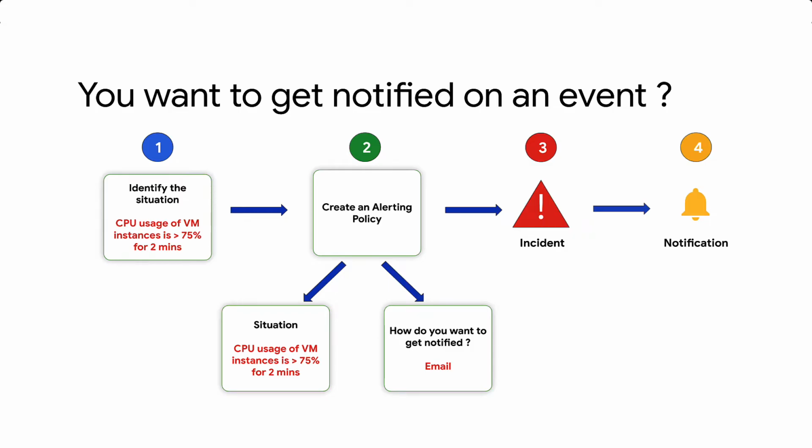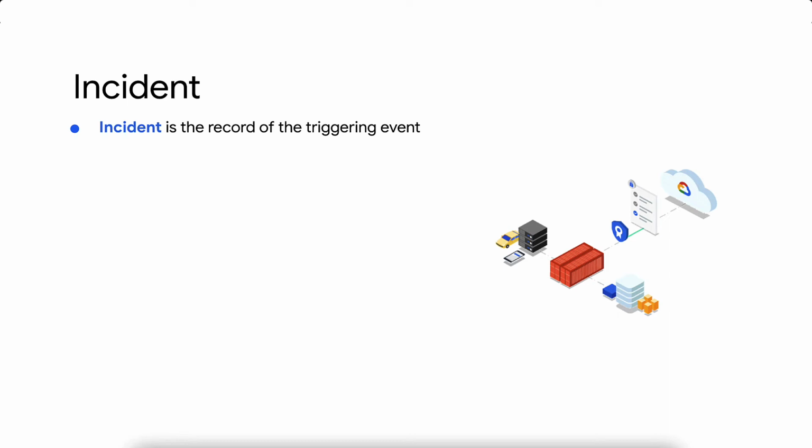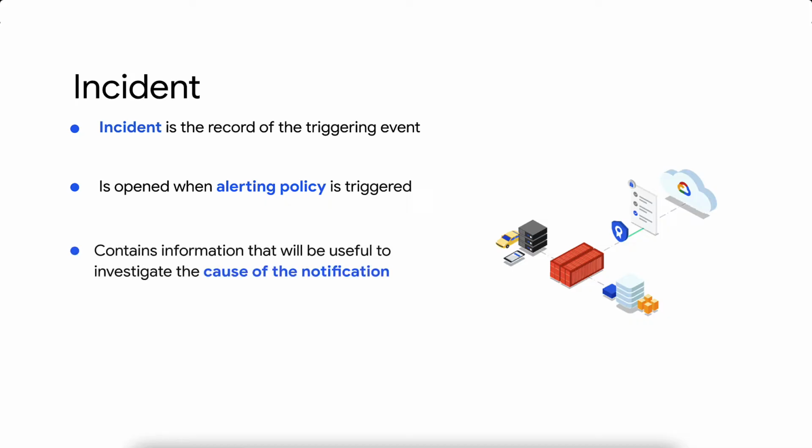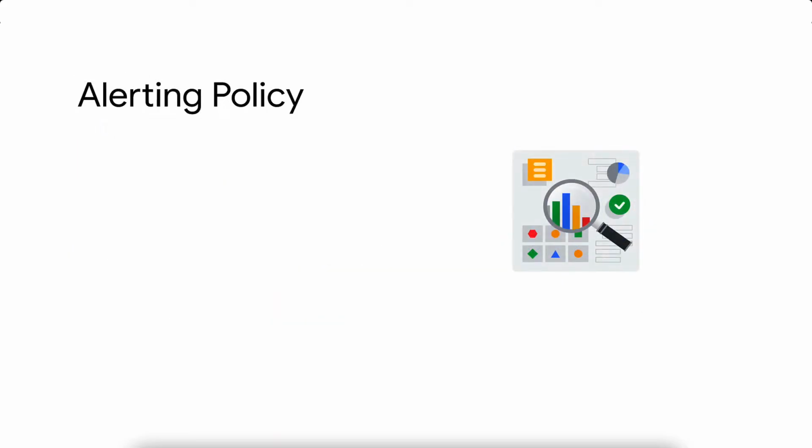Now, let us understand the concepts that we mentioned in the scenario. Firstly, what is an incident? It is a record of the triggering event. It is open when an alerting policy is triggered. It contains information that you can use for investigating the problem. When an incident is open, you are also sent a notification, also called an alert, with a link to the incident.